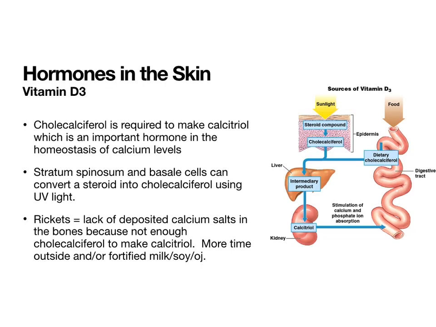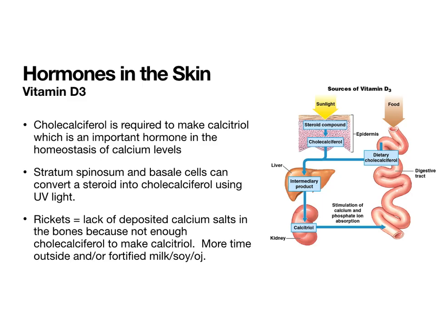Another important hormone of the skin is vitamin D3 production. It's important for the absorption of calcium. Cholecalciferol is required to make calcitriol, which is an important hormone in the homeostasis of calcium. As we get older, we also have less sunlight exposure, and therefore we won't be able to produce that cholecalciferol as well as we should.